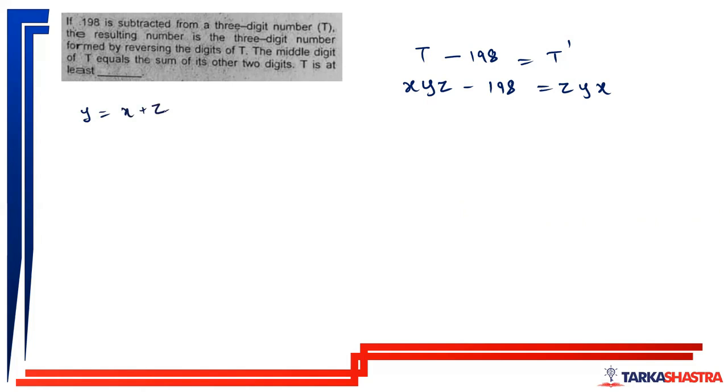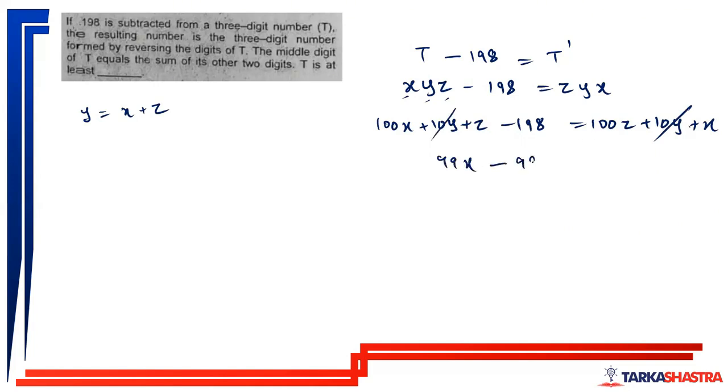Okay. t is at least how much? So this is the hundreds place, this is the tens place, this is the units place. How can I write it? 100x plus 10y plus z minus 198 is equal to 100z plus 10y plus x. 10y will get cancelled. x comes here so it is 99x, and 100z brought here gives minus 99z, and minus 198 brought here becomes plus 198. I divided by 99. Dividing by 99, I get x minus z is equal to 2.